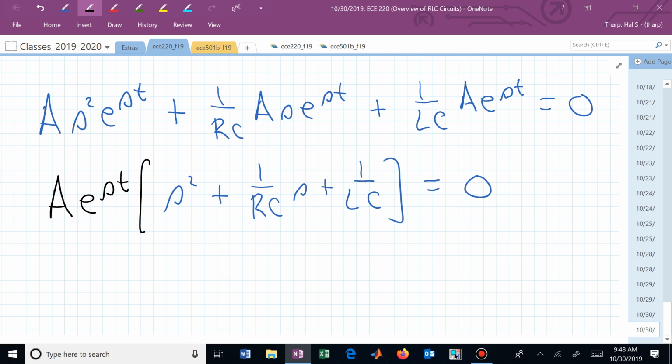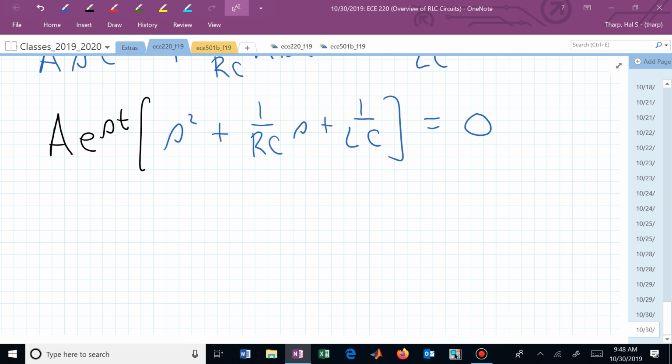We're assuming a non-trivial solution. You could say, oh, I sub L is equal to 0. That's a solution to your second order differential equation. Yes, it is, but it's trivial. We want a non-trivial one. We're assuming A e to the st is non-zero. We can divide that out, and now we know what s needs to satisfy. The bracketed term needs to equal 0 for us to have a non-trivial solution. s needs to now satisfy that second order expression in s, or that quadratic polynomial.